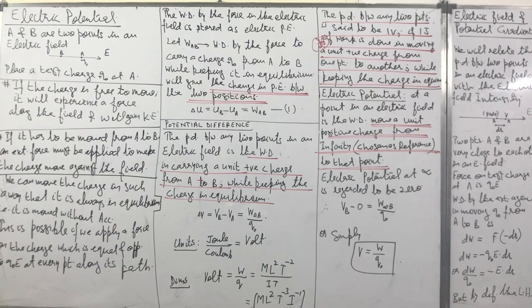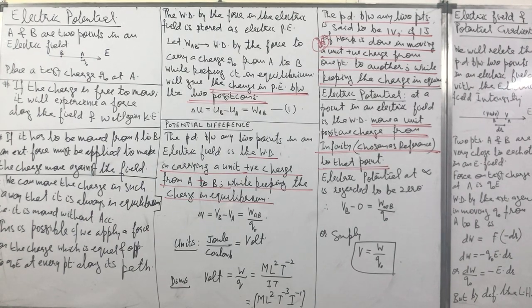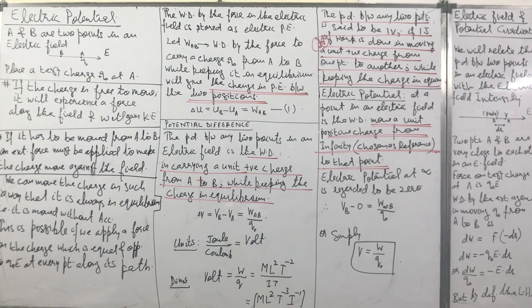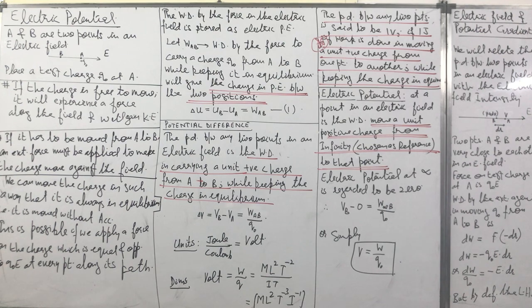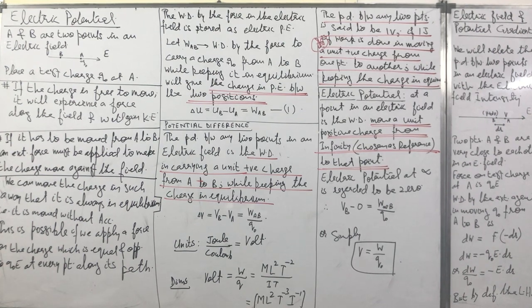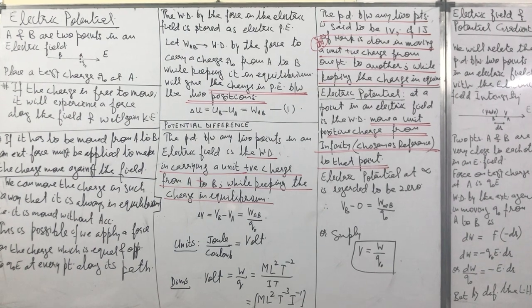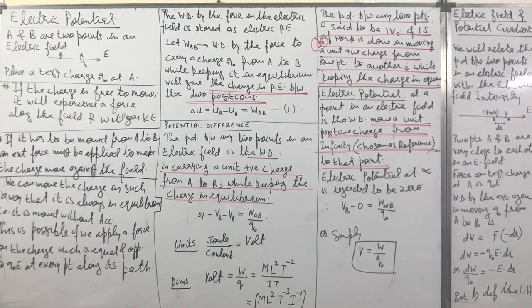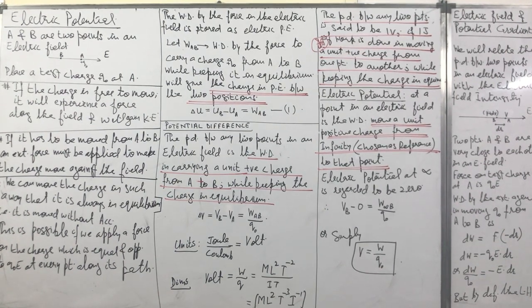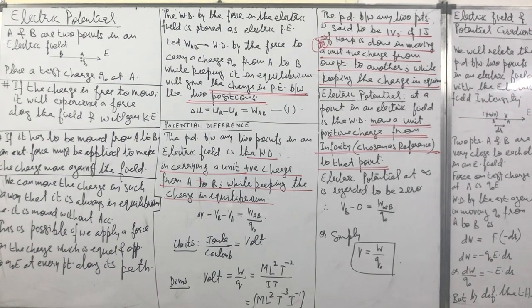Then we define the potential difference between two points in an electric field. That is also potential energy difference, but for a unit positive charge. So delta U becomes delta V, and UB minus UA becomes VB minus VA. And potential difference between any two points in an electric field is the work done to move the unit positive charge from one point to another in the field while keeping the charge in equilibrium all the time. Then we define 1 volt.